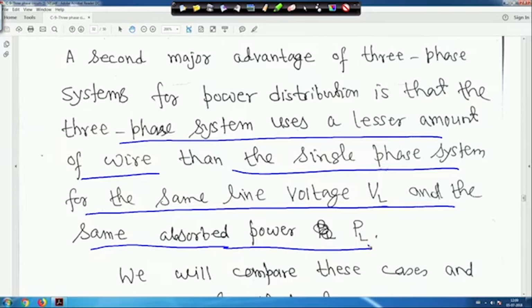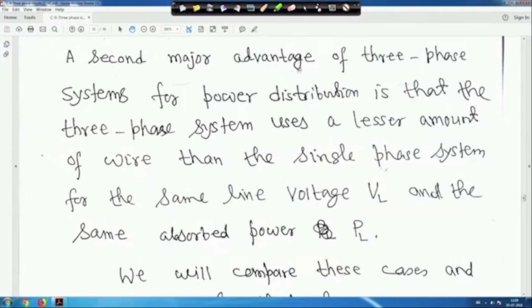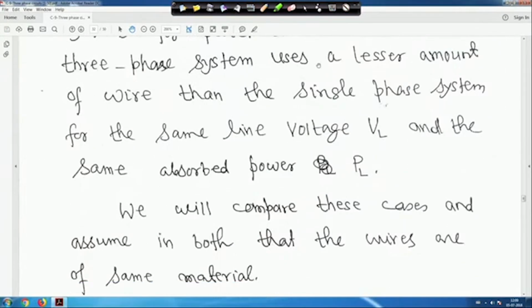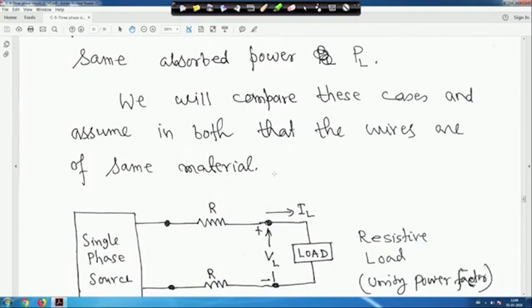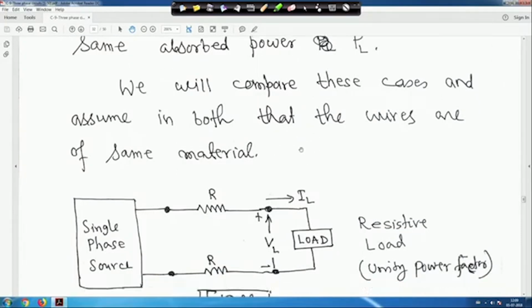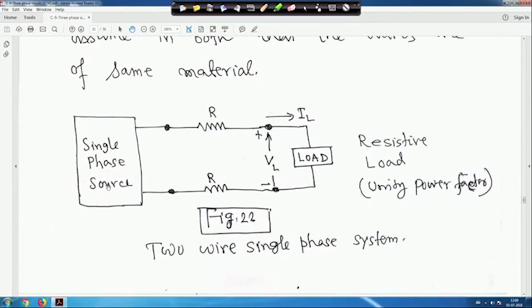Now how will we do this? We have to compare. Suppose we compare these cases and assume in both that the wires are of the same material, whether single phase or 3-phase. Therefore, if you take a single phase source, with an incoming path and a return path, the resistance is R and R, so it will be 2R, and this is the load connected.